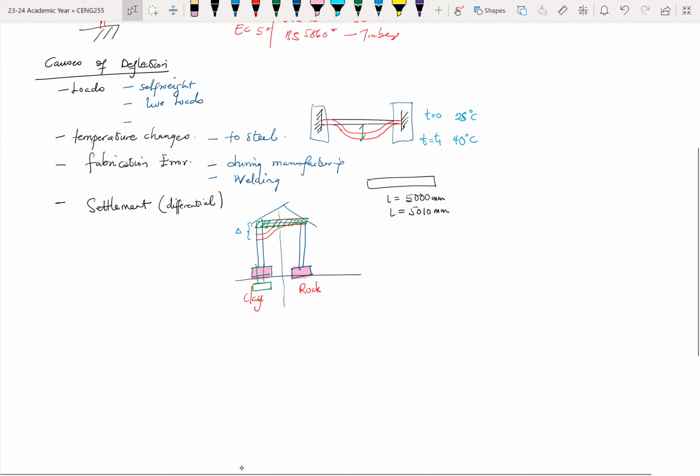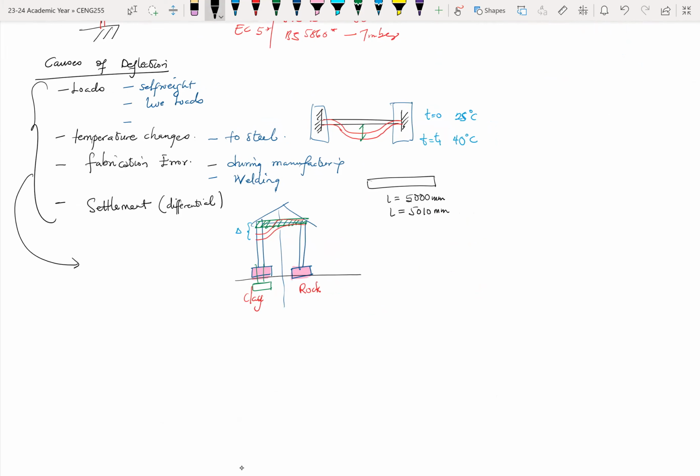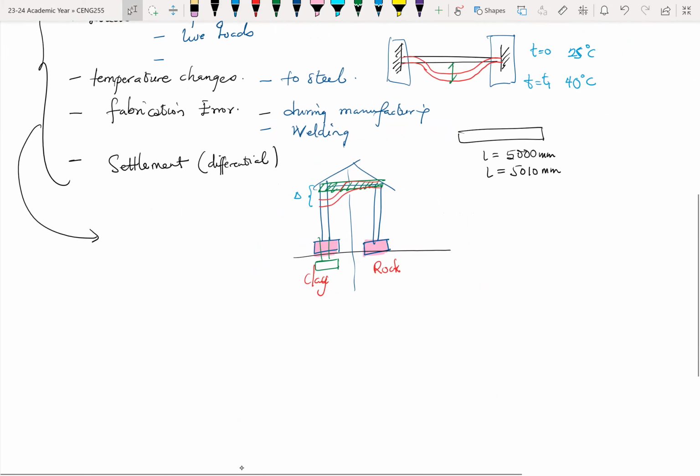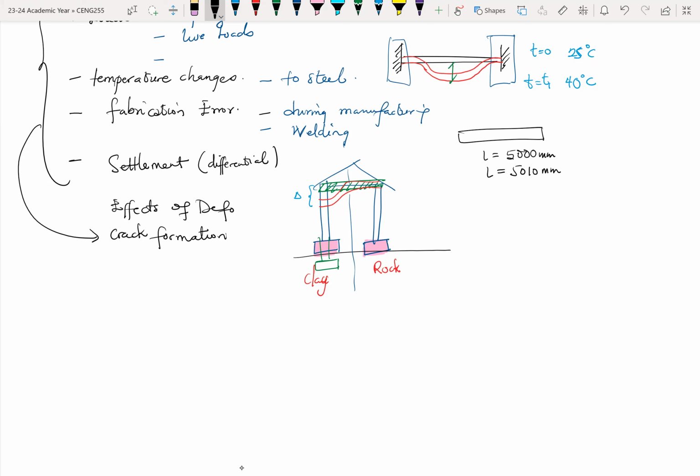So in all these cases, one of the common effects of deflection will be crack formation. Okay. So these are some of the effects of the deformation. So that'll be crack formation. And then obviously also affecting the structural integrity, right?